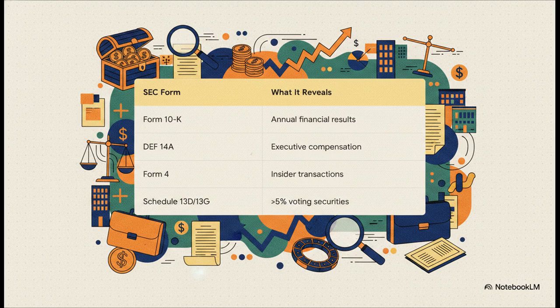Now, if your prospect happens to be a corporate insider, the SEC's public EDGAR database is an absolute goldmine. I know, it looks like an intimidating alphabet soup, but here is your quick decoder ring. Form 10K gives you the company's annual financial results. The DEF 14A proxy statement, okay, that's the holy grail right there. It reveals exact executive compensation and board pay. Form 4 tracks insider stock moves within just 2 days, and Schedule 13D or G shows if someone acquires more than 5% of a company's voting stock. All of this factual data completely takes the guesswork out of estimating their capacity.